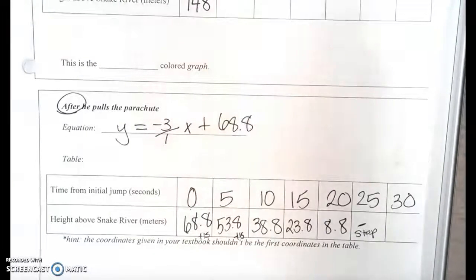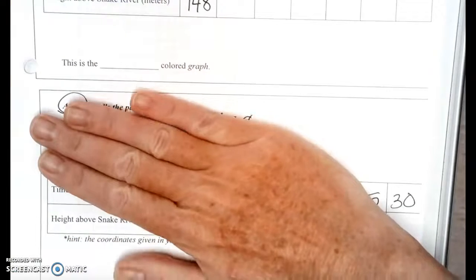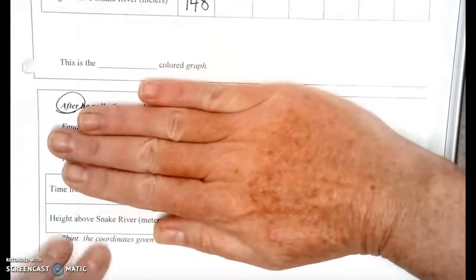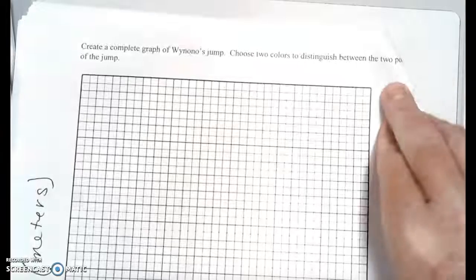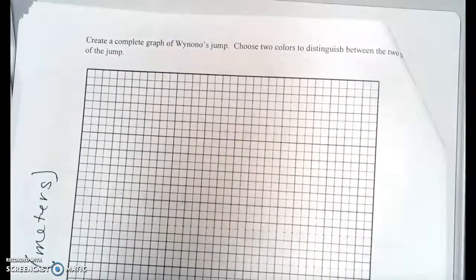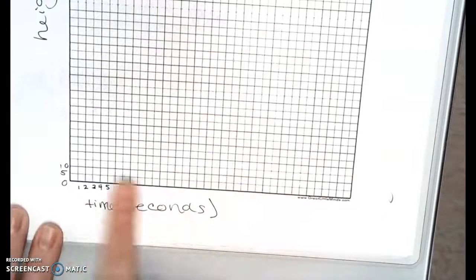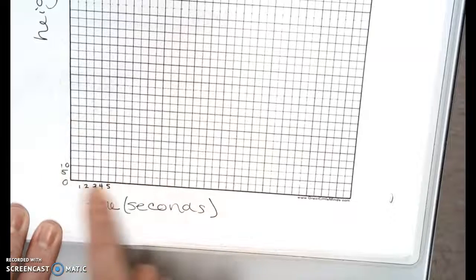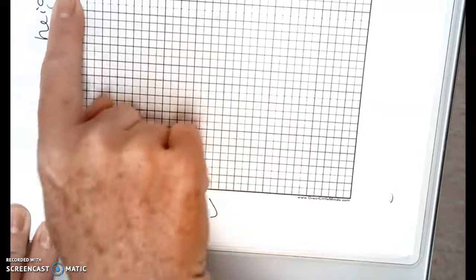All right. After he pulls the parachute, we're going to need to come up with the equation. So pretend like you're not seeing this. We'll get to this in a minute. And then you're also going to finish up with page 27 that says create a complete graph of Winona's jump. And you're going to use 2 colors just like on the other one, okay? So decide how you want to label the X and Y axis by time and by height, okay?